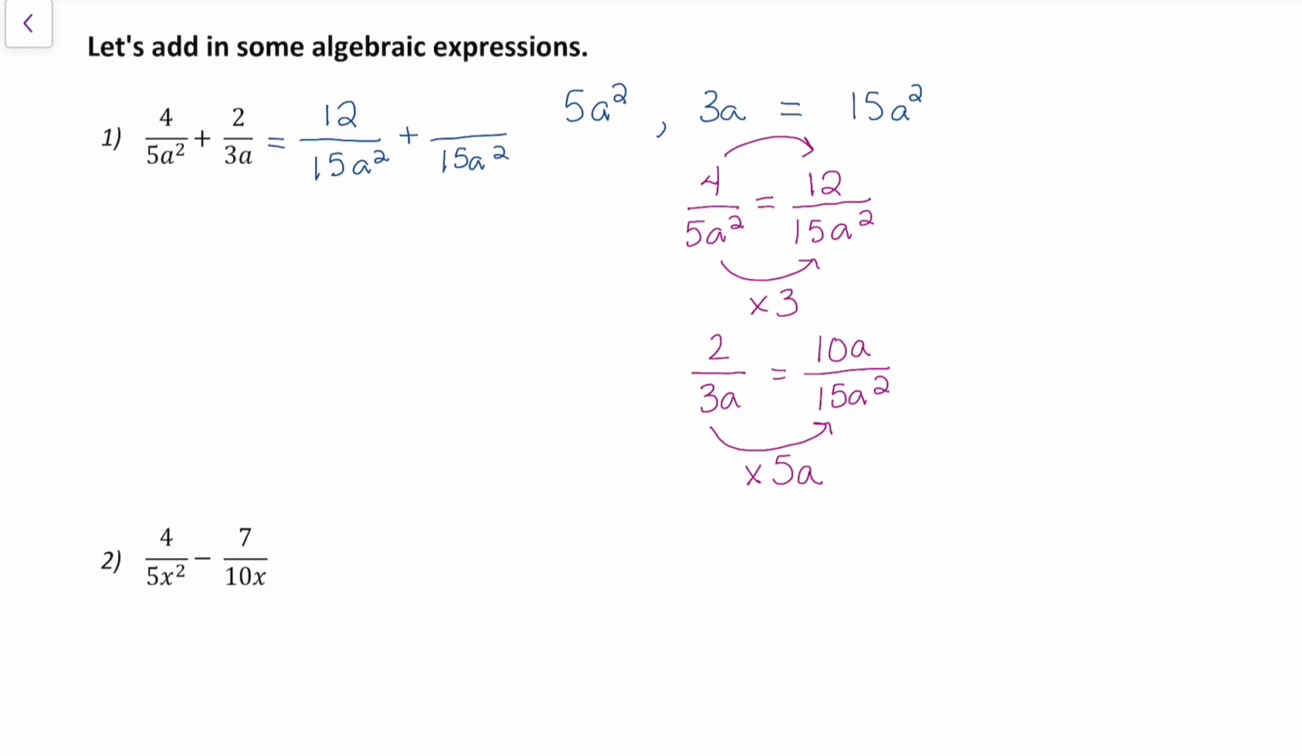Okay, so it's the same process. I'm finding a common denominator. So I looked at my number first, 5 and 3 to get to 15. And I look at my letter, a and a squared can both become a squared. Then I look at how do I get 4 over 5a squared to be something out of 15a squared, and 2 over 3a to be something out of 15a squared. Again, if you think of the number and the letter separately and then put them back together, that can really help simplify it. So now I'm going to do 12 over 15a squared plus 10a over 15a squared in order to get my answer. I'm going to add the tops.